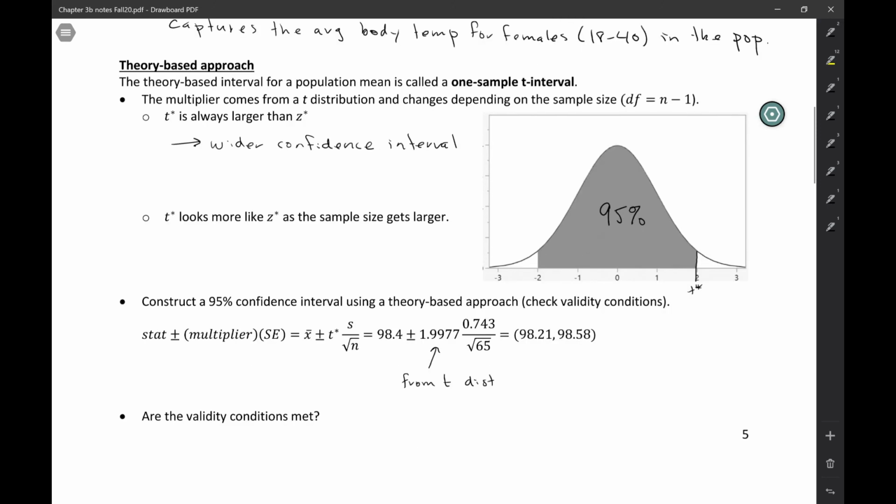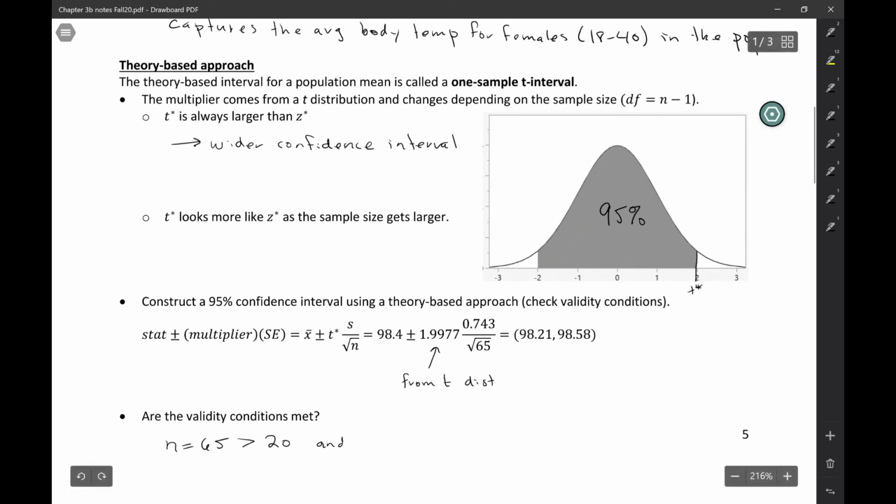Because we're using a theory-based approach, we do need to check the validity conditions. These are going to be the same as the conditions we used for a hypothesis test with quantitative data. If you remember from a one sample t-test, what we were looking for was two things. One, we wanted to look at the sample size. In this case, the sample size is 65, which is bigger than the cutoff we usually think of, which is 20.